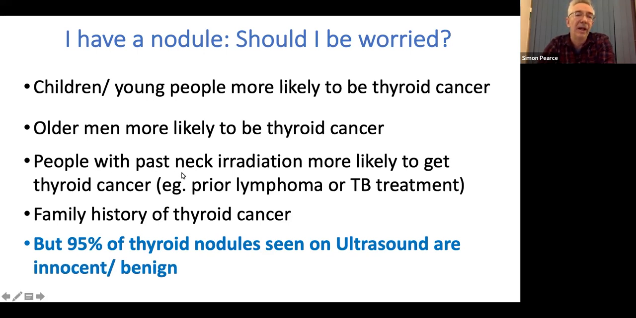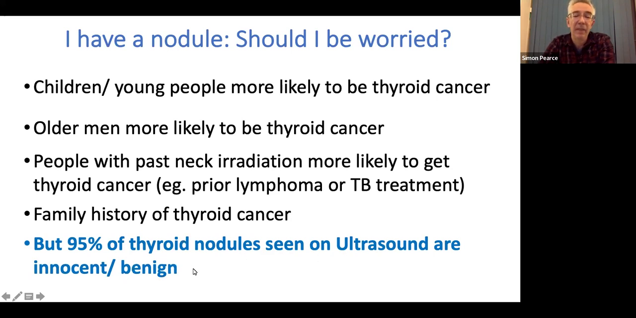If you've ever had neck irradiation in the past, you're more likely to get thyroid cancer. That could be neck irradiation for a prior cancer, like a lymphoma in the neck, or sometimes people got it for tuberculosis in the distant past. They might have had neck irradiation to treat that. And then, almost self-evidently, if you've got someone with thyroid cancer in your family, you're more likely to have a bad nodule.